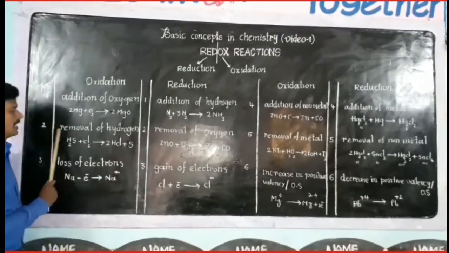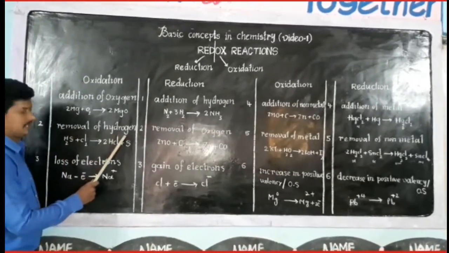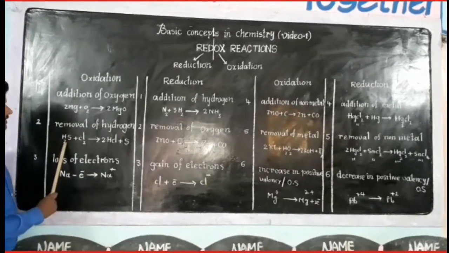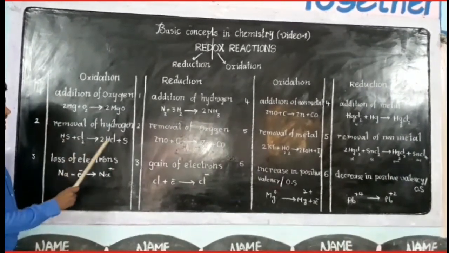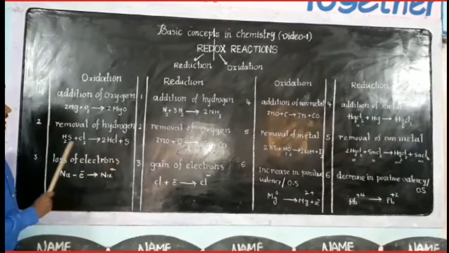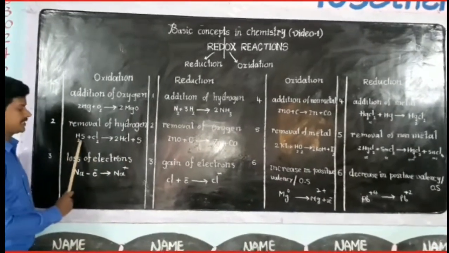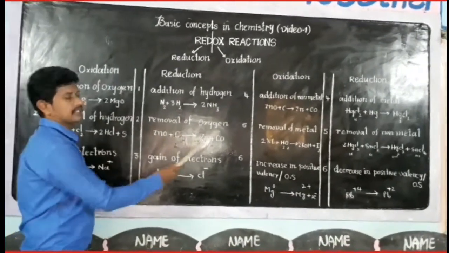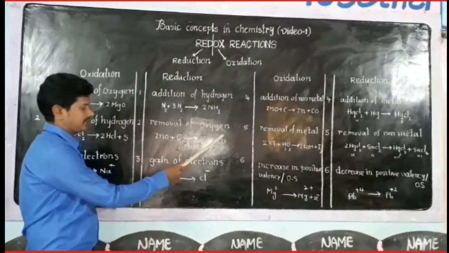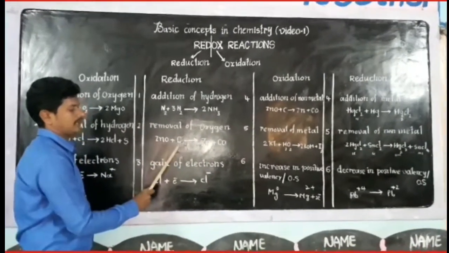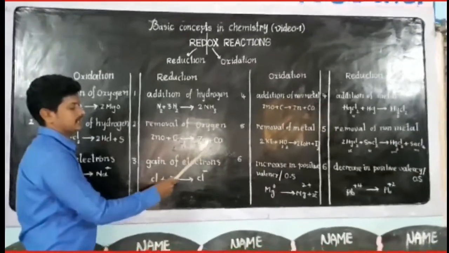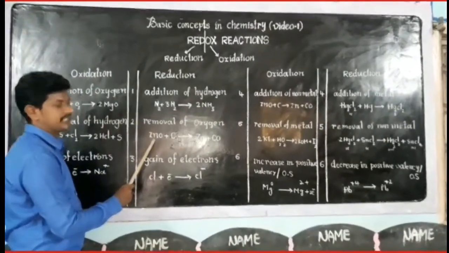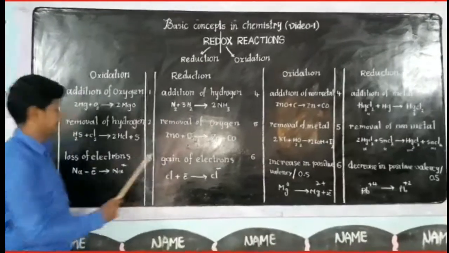Next, second one, removal of hydrogen is oxidation. H2S combines with Cl2 to form HCl and sulfur. Here hydrogen is being removed from H2S, it is an oxidation reaction. Next, removal of oxygen is reduction reaction. Zinc oxide plus carbon gives rise to Zn plus carbon monoxide. Here oxygen is being removed from ZnO, it is a reduction reaction.